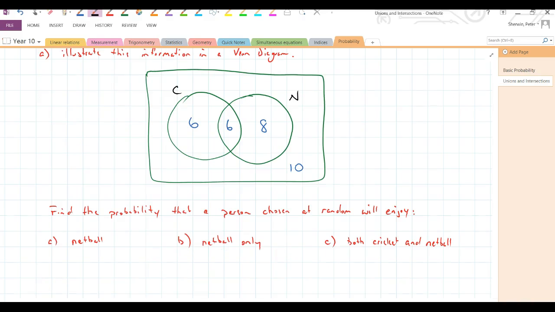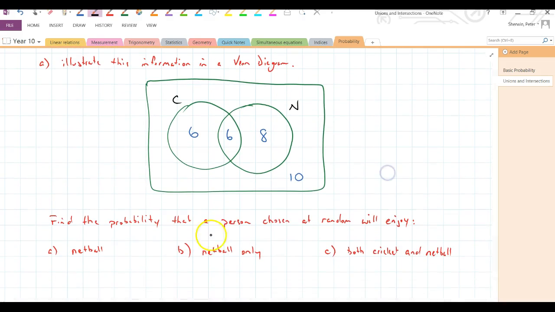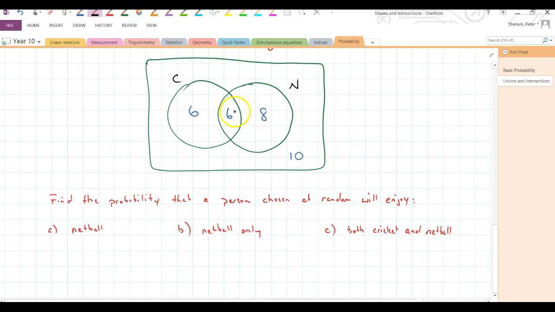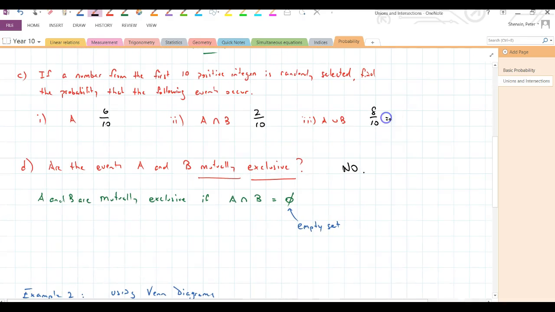So looking at some probabilities now to do with this situation. To find the probability that a person chosen at random will enjoy netball, we've got 14 enjoying netball out of a total of 30. So that's 14 over 30, but we should simplify that down to 7 over 15. In fact, there was one up here I should have simplified down: 8 over 10 should have been 4/5.